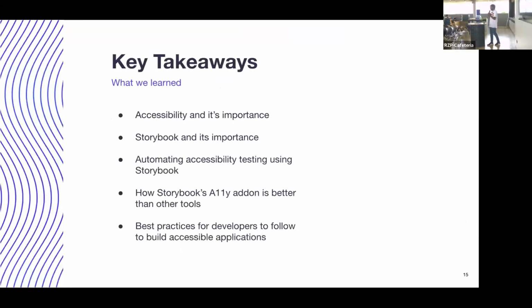Yeah, so these are the key takeaways. We learned about accessibility and its importance, Storybook and its importance, automating accessibility testing using Storybook, how Storybook's A11y add-on is better than other tools for component libraries, and best practices for developers to follow to build accessible applications.